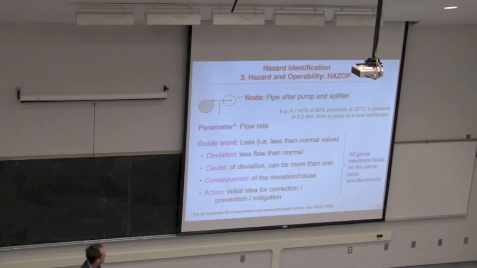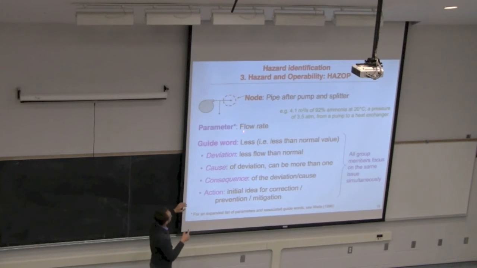We had looked at some of that last time, and as an example, we said let's consider this node here after the pump and splitter. So it's a very specific piece of pipe that we're considering, and we're considering a parameter in this example of flow. And we were looking at various guidelines. In particular, we could look at less, and less in this case would mean less than normal flow. So we're always relative to some baseline, some deviation.